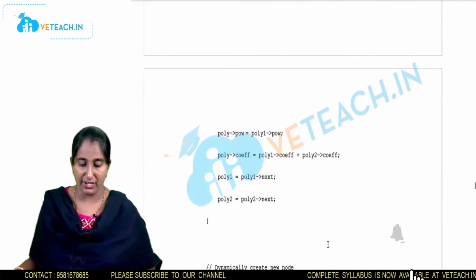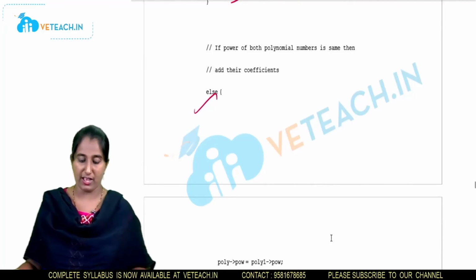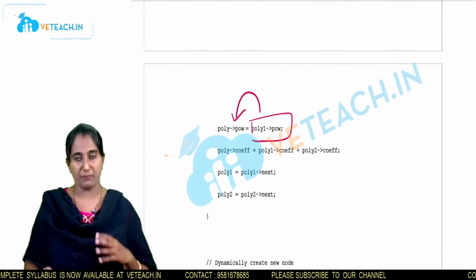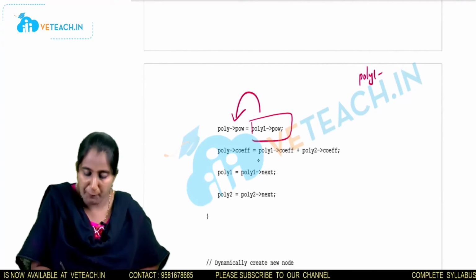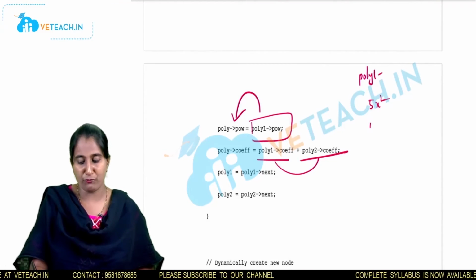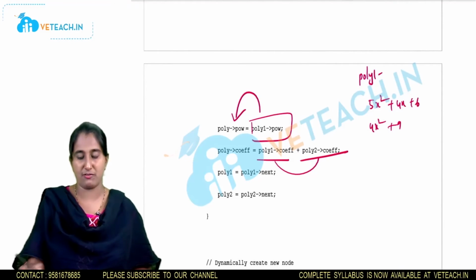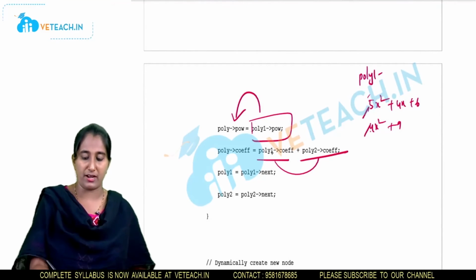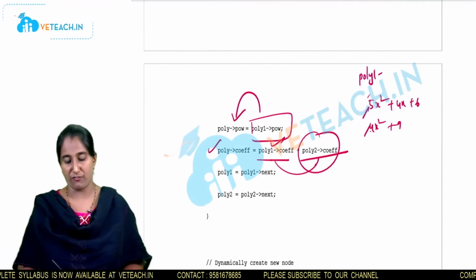So if both are equal, you have to write the condition like else, meaning they are equal. What do we need to do? We need to carry the power as it is to the result. Here the result is also stored in poly 1. The poly 1 coefficient and poly 2 coefficient should be added. For example, 5x square plus 4x plus 9 and 4x square plus 9. Which two numbers should be added? The coefficient parts, 5 and 4. The poly 1 coefficient and poly 2 coefficient should be added and stored in the poly 1 coefficient.